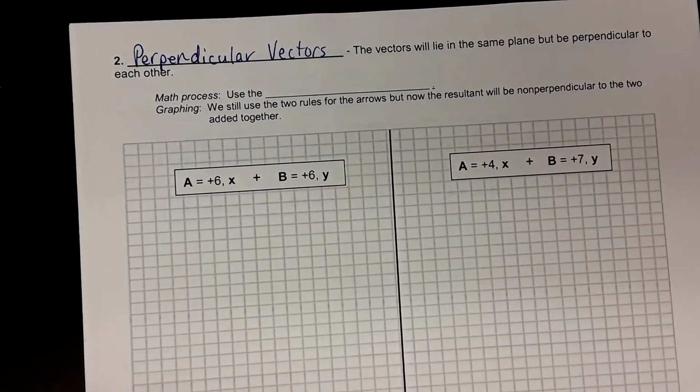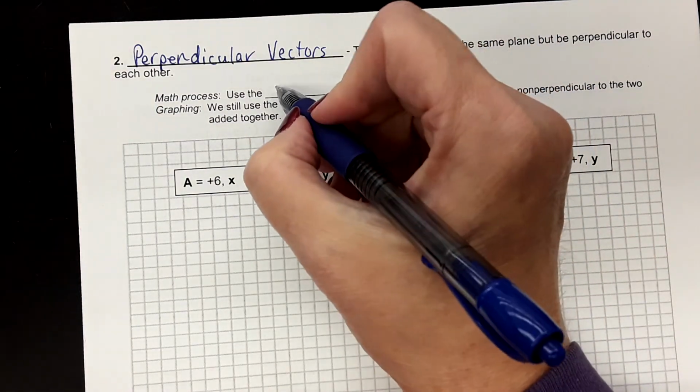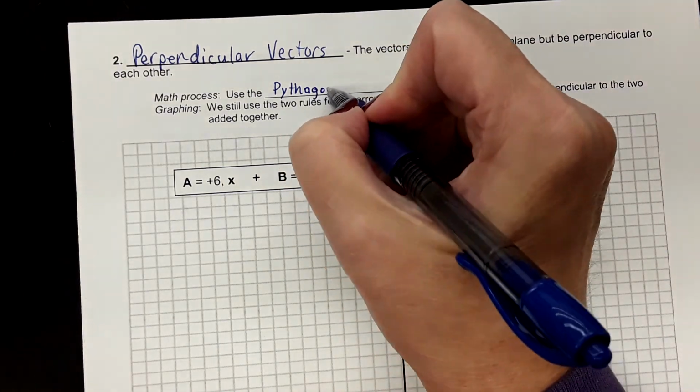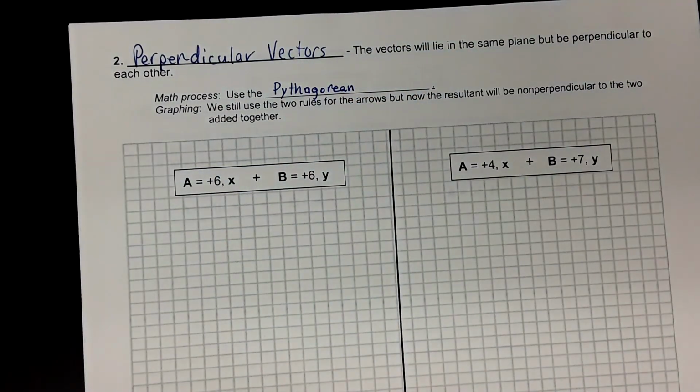All right, now these are vectors that are not parallel, but obviously perpendicular to each other. That means they're at 90 degrees to each other. Now, the math process we're going to use is not going to be the same as it was for the collinear vectors. Those we could add up, or if they pointed opposite directions, you add the negative or subtract. When they're perpendicular, we're going to end up using the Pythagorean theorem to find the magnitude, and we're going to be using some right triangle trig to find the direction of the resultant.